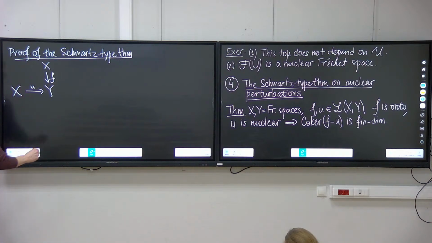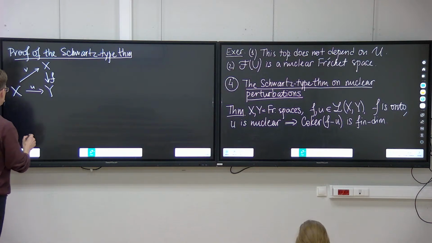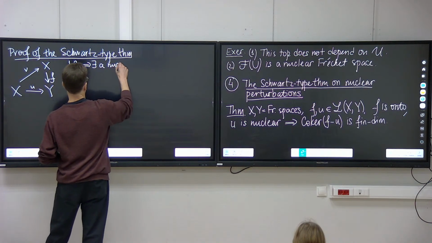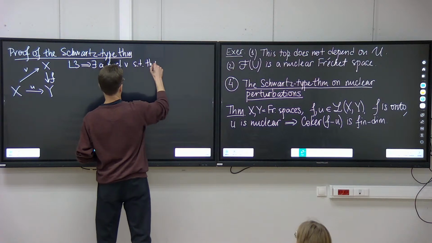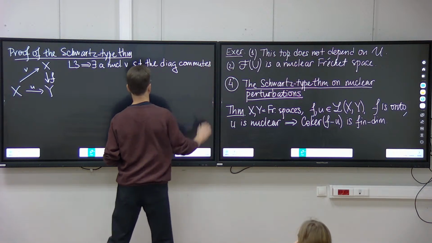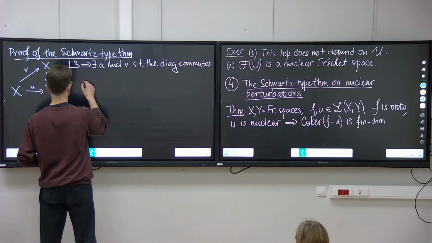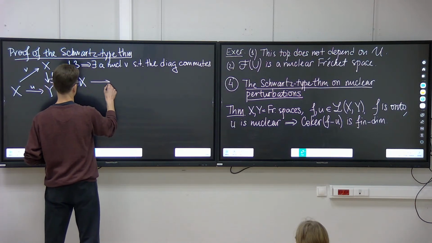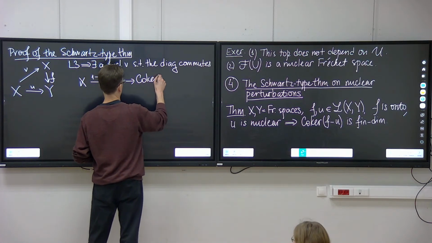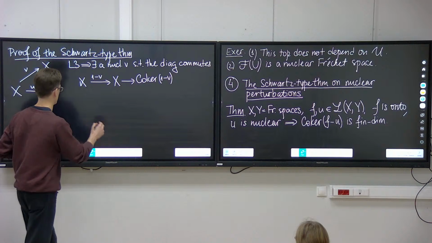U is nuclear, so we may lift U to a nuclear map from X to itself. Number 3, there is a nuclear V such that the diagram commutes. And now look at the following diagram. This is X, this is 1 minus V, this is X, and this is the co-kernel of 1 minus V. We already know that this one is finite dimensional.